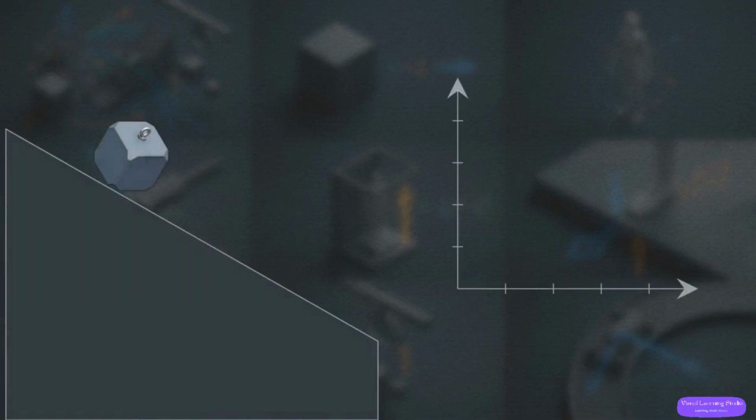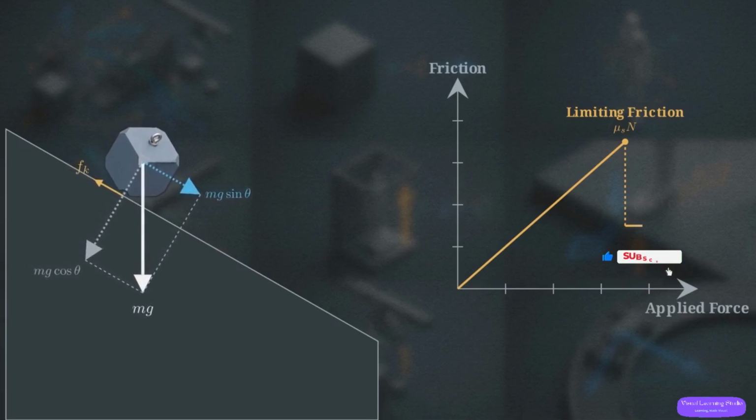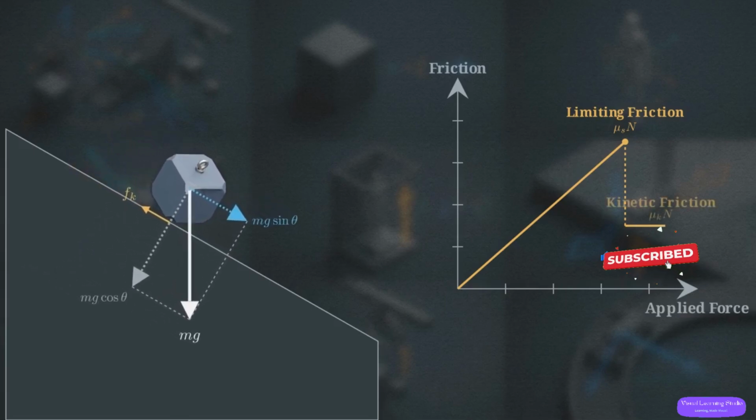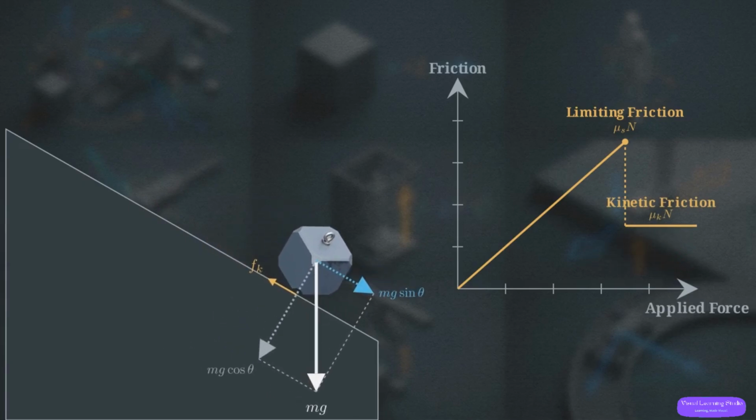On an inclined plane, the downward pull of gravity splits into two components. One part pulls the block into the slope, while the other part attempts to slide the block down the incline. This graph shows how friction responds. Before the block moves, static friction increases to match whatever force is pulling it. Once that limit is breached, the resistance drops to a constant value known as kinetic friction as the block slides.